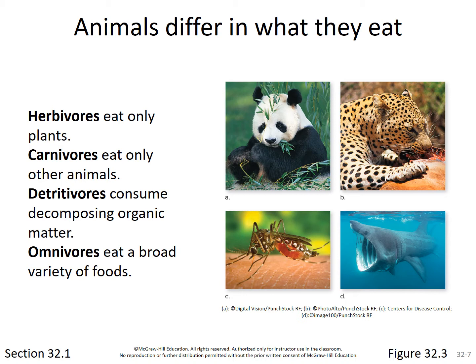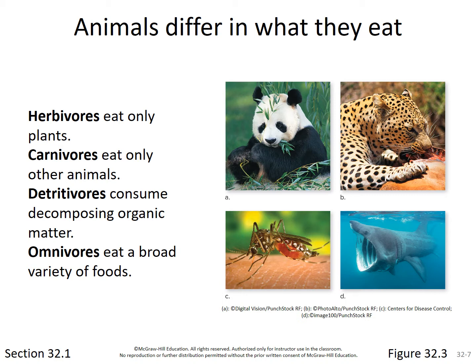There are different strategies for eating with different animals. Herbivores like the panda that's shown are going to eat only plants. Carnivores like the leopard that is shown are going to eat just other animals.